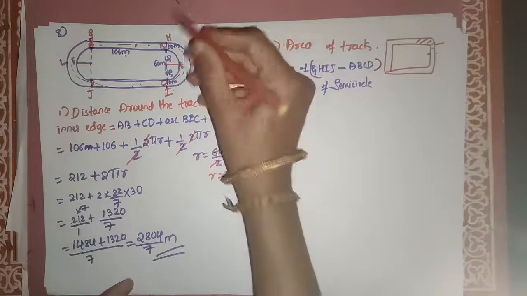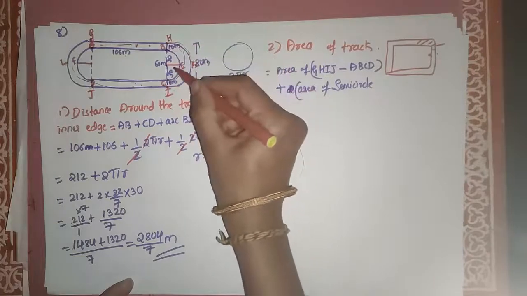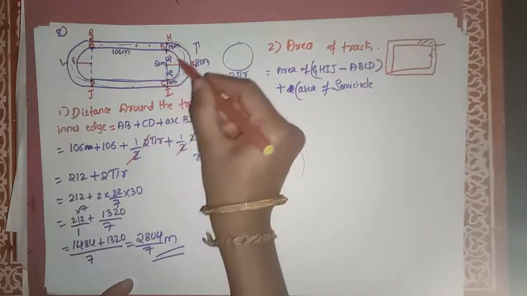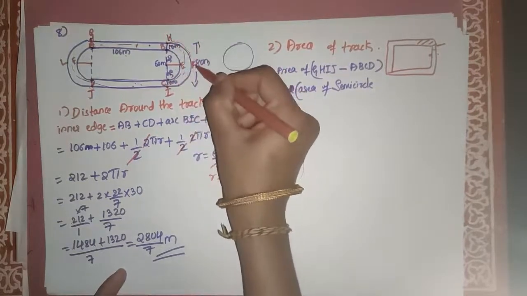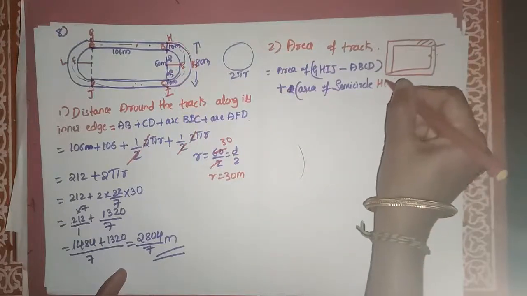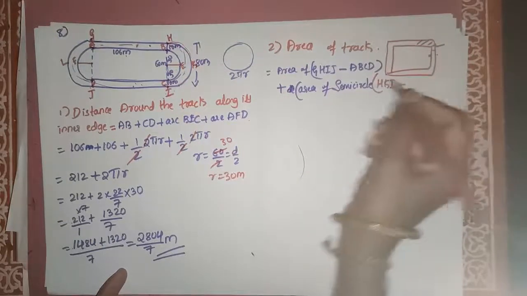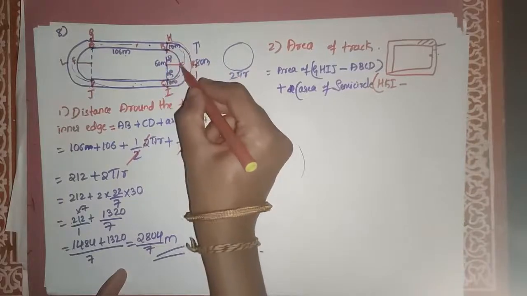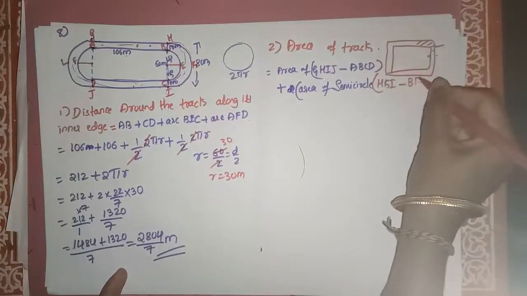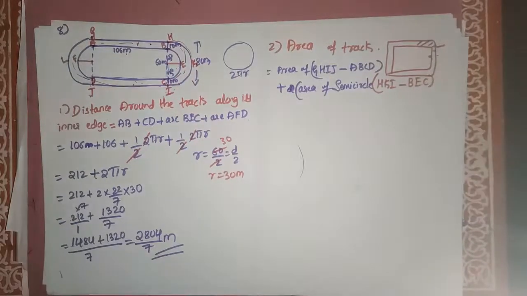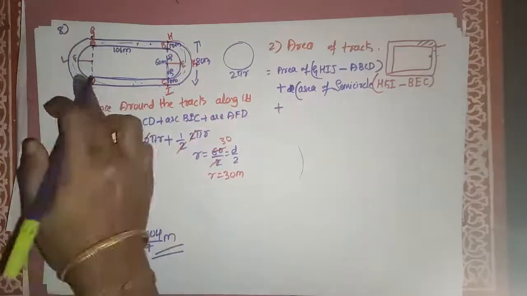Which semicircle here? We need to remove this one. So then we will get this, HKI, minus what we need to remove? BEC. Again, plus. So here, come to here.